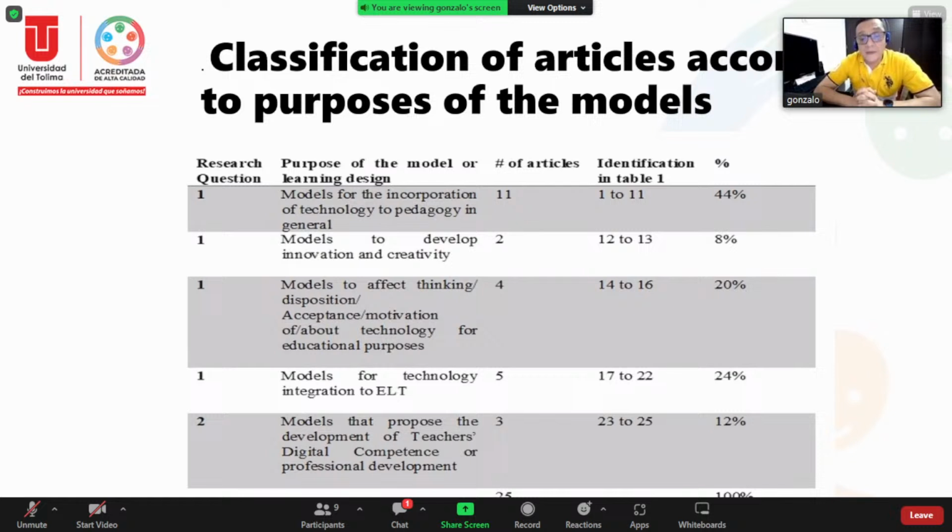Models that talk about how to incorporate technology to ELT, those were the ones I was highly interested in. Only five articles are related to that, 24%. And the models that show how to develop the digital competence in teachers were only three of them, 12%. I am particularly interested in the two last groups, the models that show how to train teachers and how to incorporate technology to ELT, and models that propose how to develop the digital competence in teachers.